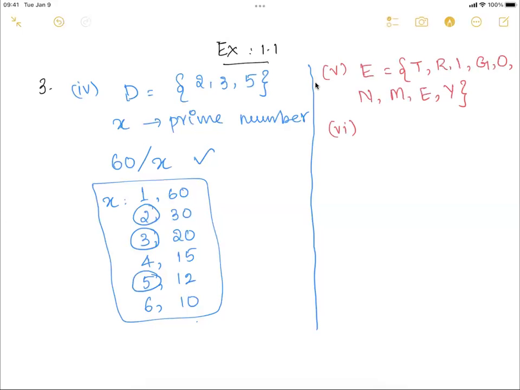And the last one, number 6, is F is the set of all letters in the word better. This is going to be so much easier. It's very similar to number 5. We have P, E, T, and R, right? That's better.